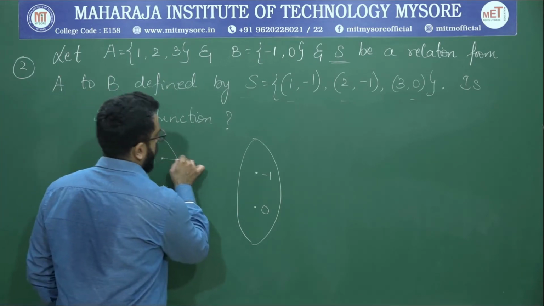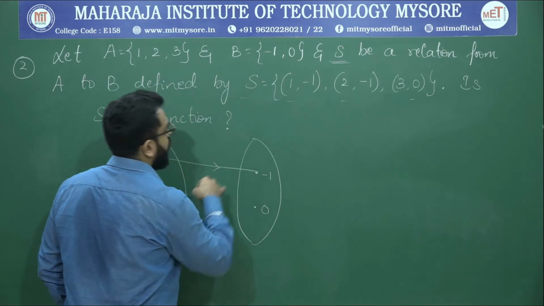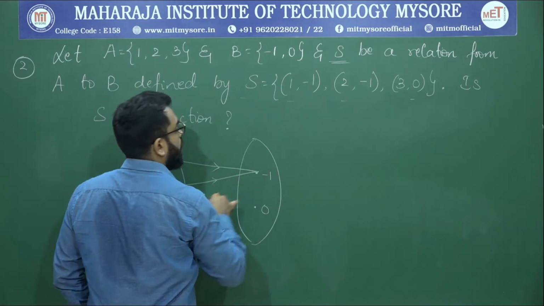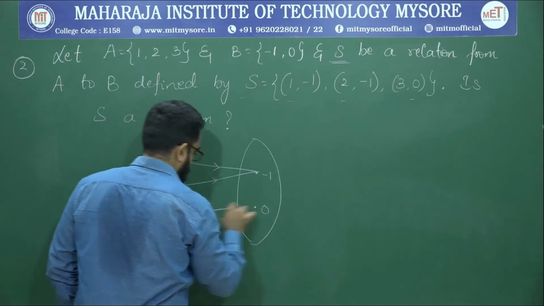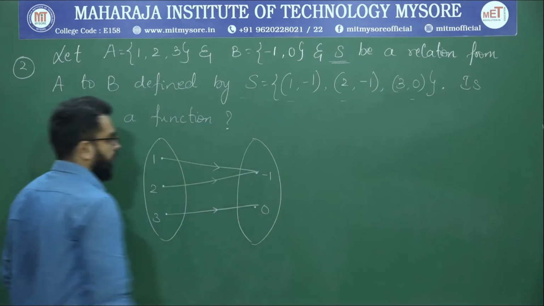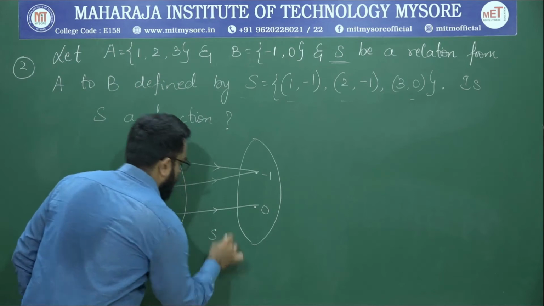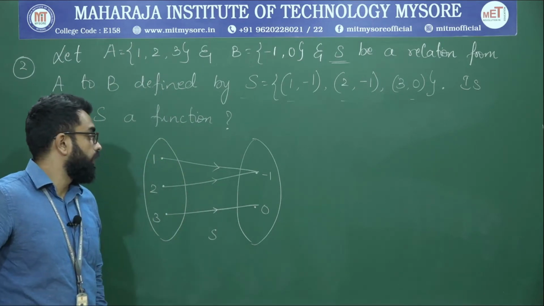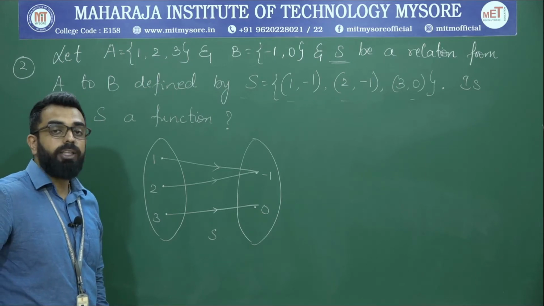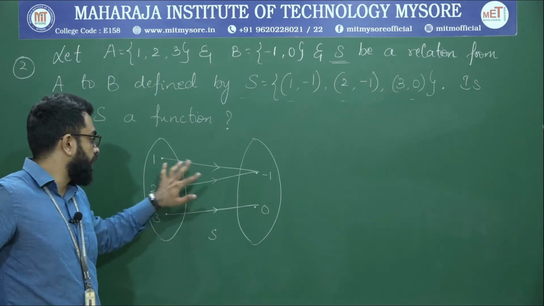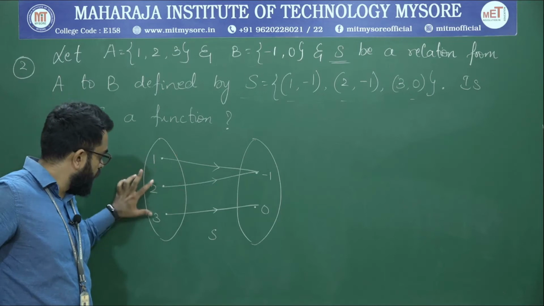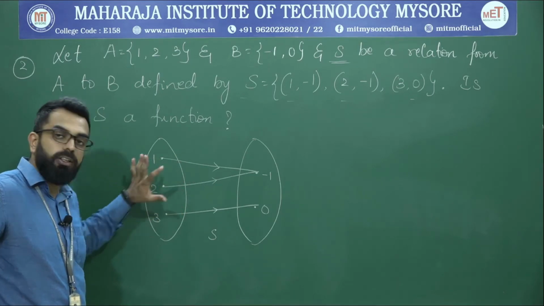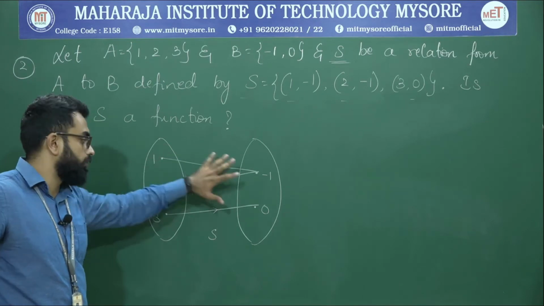1 is mapped to -1. 2 is mapped to -1, fine, and 3 is mapped to 0. This is defined by the relation S. Now, please recall the definition of function and try to map this. All the elements of A have mappings. Yes, 1, 2 and 3, all the 3 elements of set A have mappings.